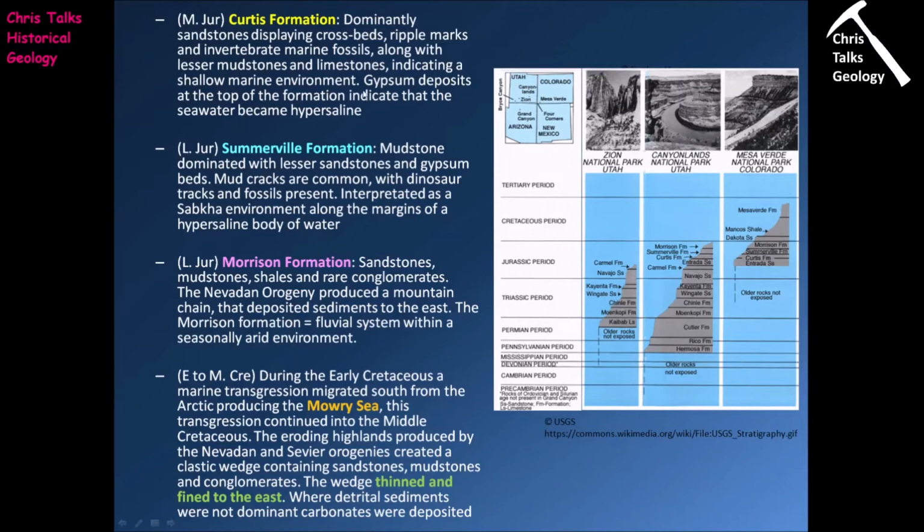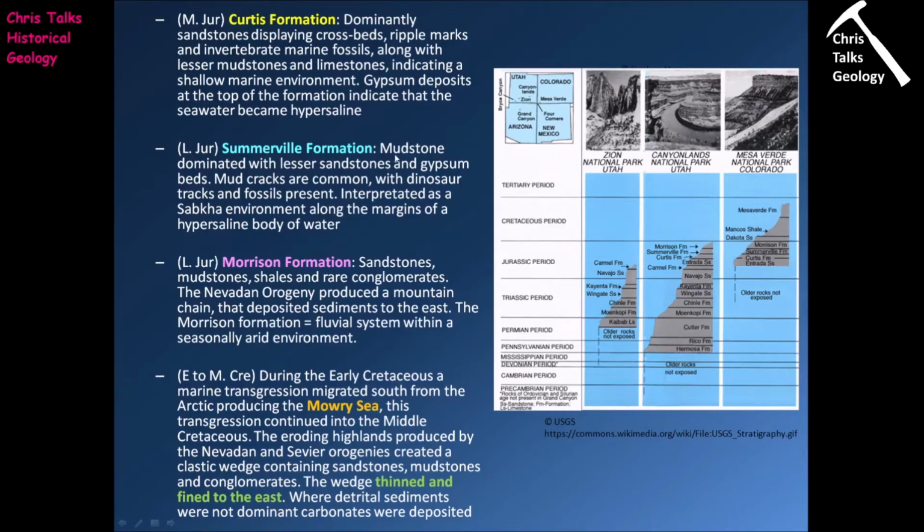Now, we also have gypsum deposits as part of this sequence, so that would imply that every once in a while portions of this body of water became isolated, evaporated away, and that's going to lead to the deposition of gypsum. So once again, we are in a shallow marine environment, and we're getting these sea level changes occurring, and sometimes these sea level changes will result in bodies of water becoming isolated and eventually depositing evaporites. So the Curtis Formation is followed by the Summerville Formation.